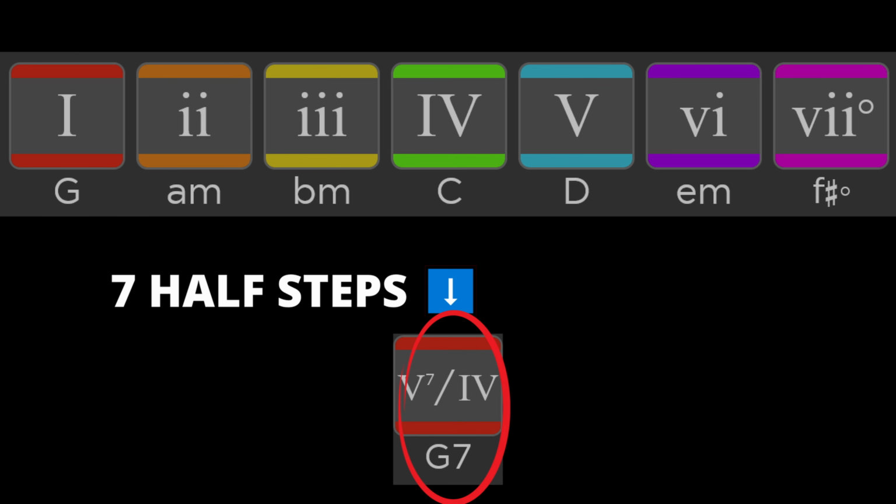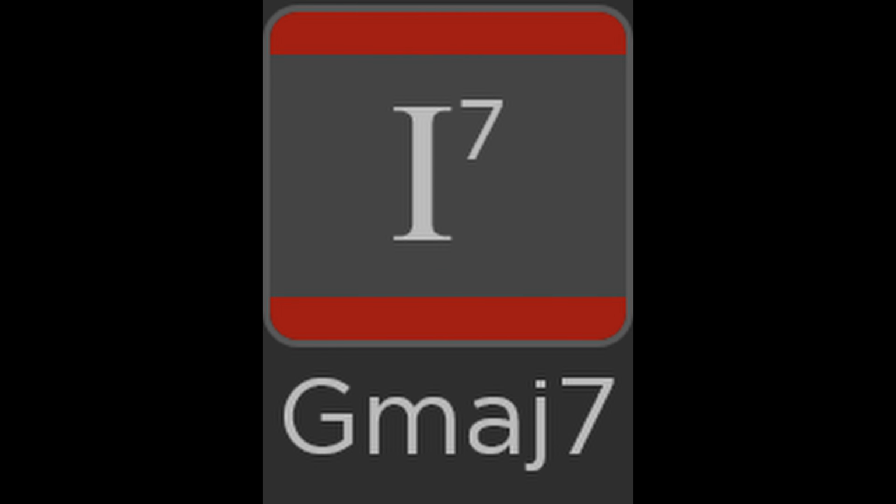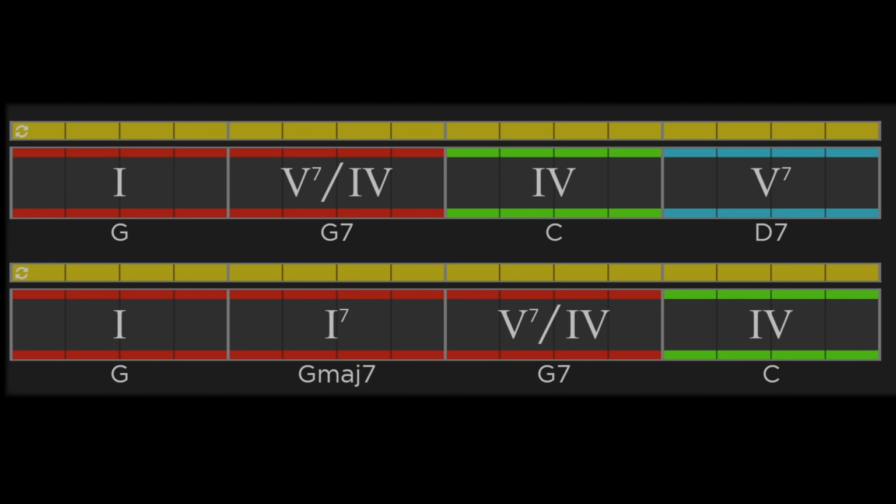Obviously, this will just sound like the tonic chord. But if you change the chord to a dominant 7th, then it takes on its new role. That's because typically you would turn the 1 tonic chord into a major 7th chord. Listen to the difference between them in the following progression.